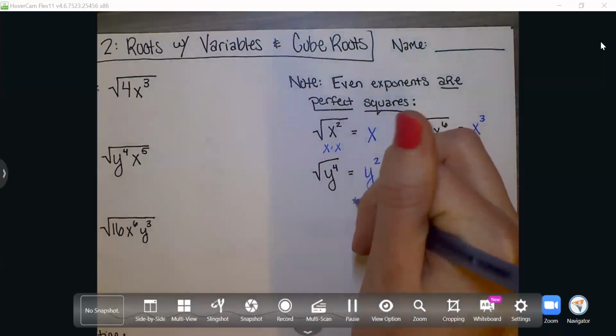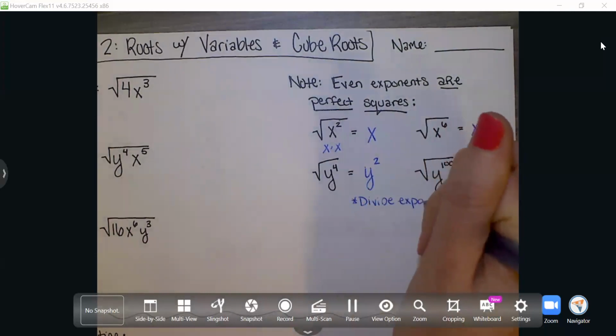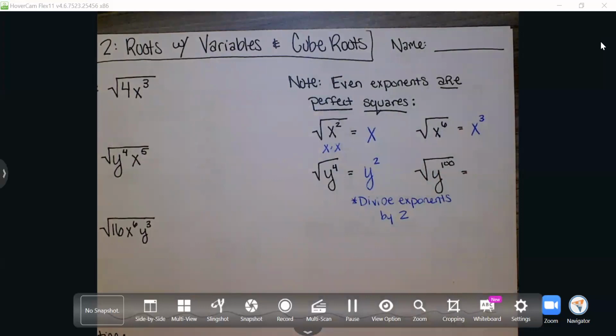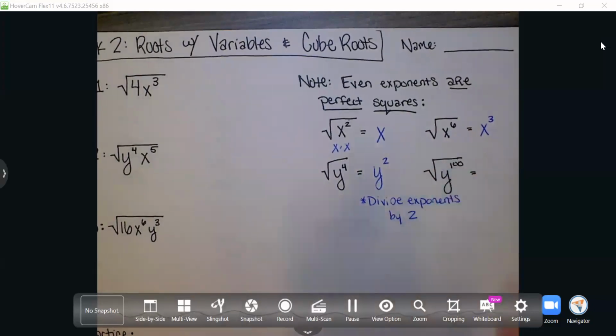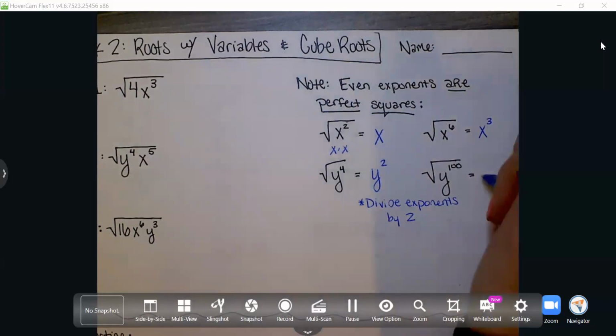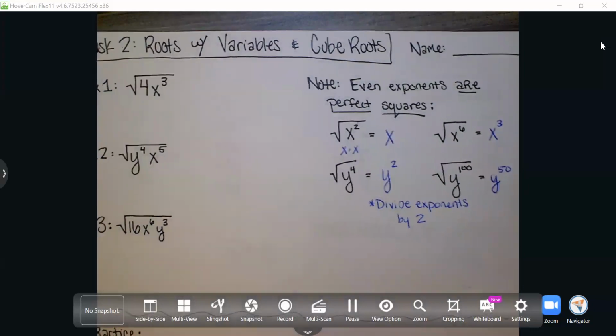Essentially, we're going to divide exponents by 2. So y to the 100th power, when I take the square root of it, I get y to the 50th power. Those are my even exponents.